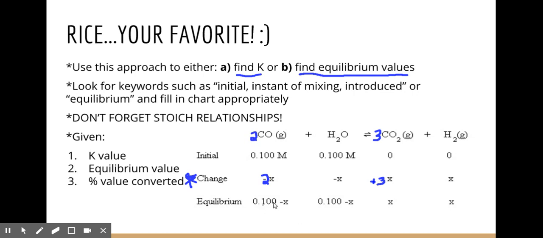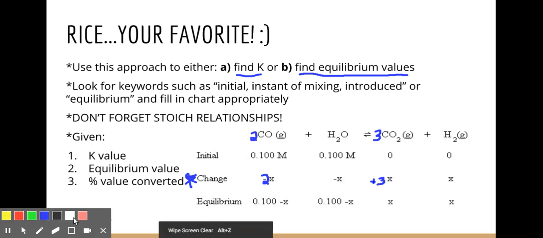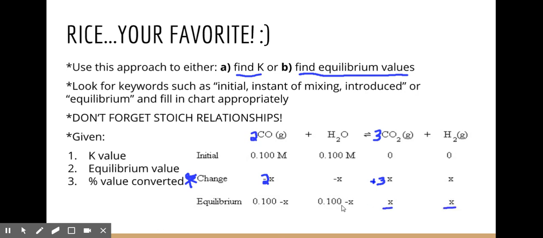So if you're given a K value, you fill out your ICE chart and you plug all of these expressions into your K expression and solve for X. And once you solve for X, you can plug it in and solve for those equilibrium values. Part 2, if you are given one equilibrium value of any of these, then you can solve for X. And if I know what X is, I can figure out what all of these values are and then plug it into K to solve for it.